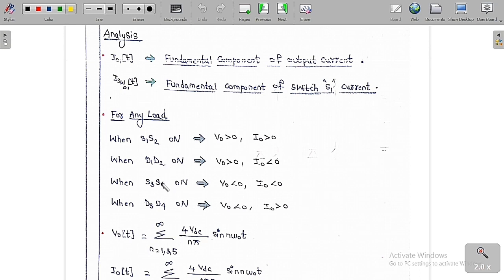Similarly, when S3, S4 are on, then I have already told you the output voltage is negative and the output current is also negative. Whereas when D3, D4 are on, I have already told you the output voltage is negative, whereas the output current is positive. So this is the thing that you need to always remember.